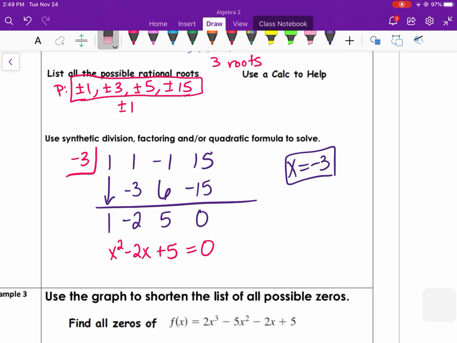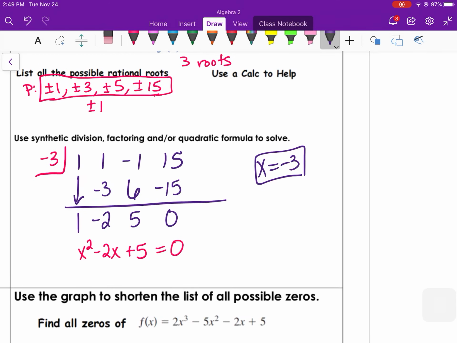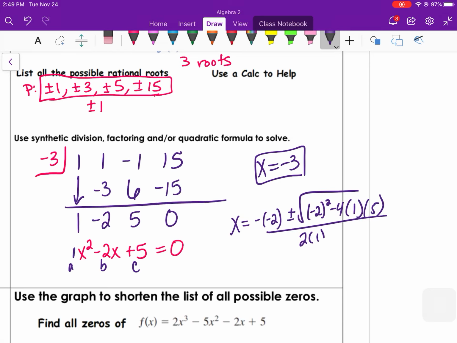We could use the quadratic formula then to solve, or this one would work nicely for complete the square since b is even and a is equal to 1. So any of those methods would work. Let's just stick to the quadratic formula. So I'm going to use 1 for a, -2 is b, and 5 is c. So it's going to be x equals -b, so -(-2), plus or minus the square root of b squared minus 4 times a times c, all over 2 times a.